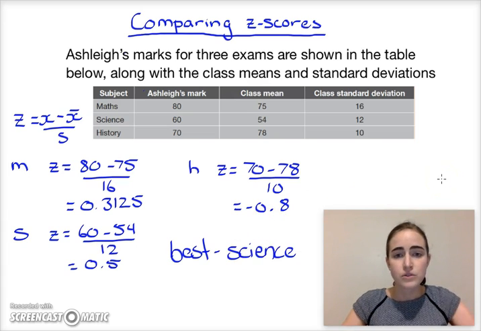So comparing z-scores is really important because it's a really valid way for us to compare data from different data sets.